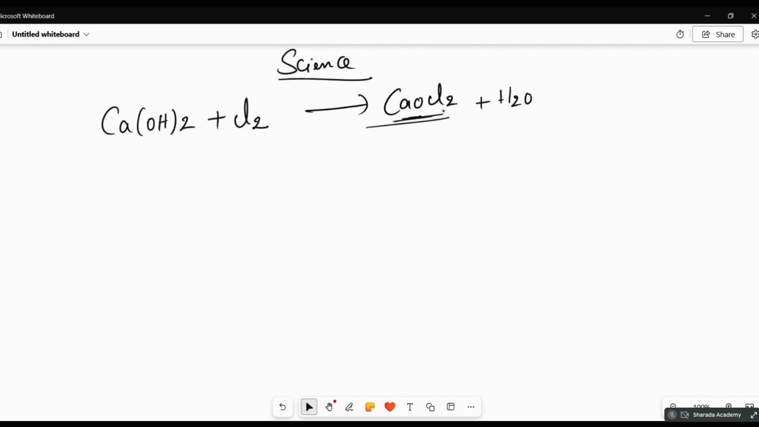Next we studied about baking soda. So what is the formula for baking soda, Netra? NaCl plus H2 plus CO2. Yeah, full equation. First the formula for baking soda.